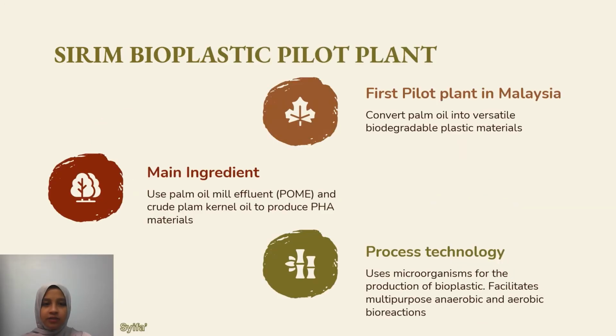Okay, now the Cerium Berhad first project about the bioplastic pilot plant. This is the first pilot plant in Malaysia, which converts palm oil into versatile biodegradable plastic material, and they use palm oil mill effluent or POME and crude palm kernel oil to produce PHA material, which is made by the microbes used to produce bioplastic. For the process technology, they use microorganisms for the production of bioplastic, and they facilitate multipurpose anaerobic and bioreaction.